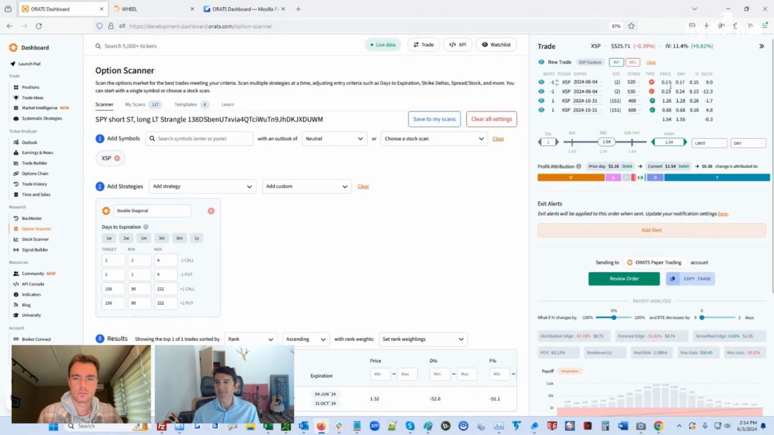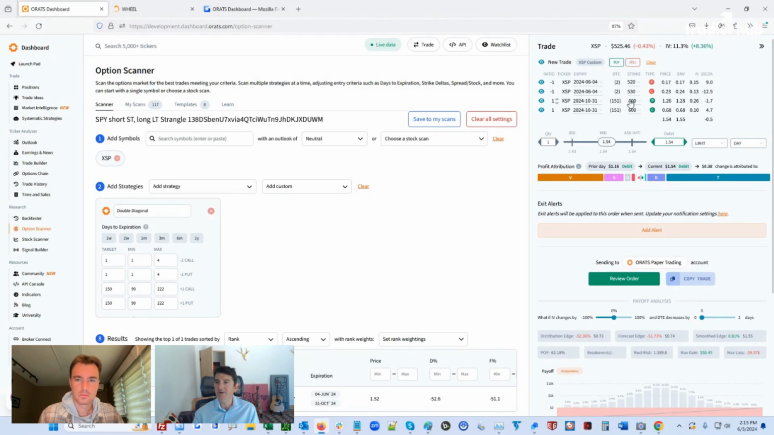So you're selling, this is expiring tomorrow, the 520s and 530s. So you're only getting, what is that, 40 cents. But for 150 days, the net amount is $1.50.